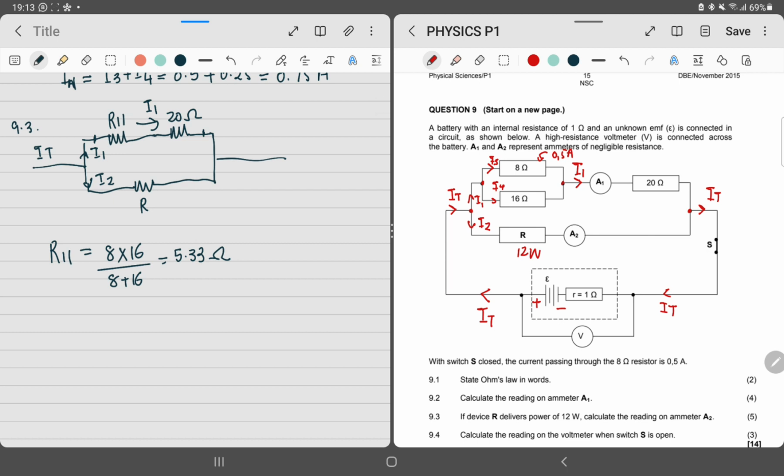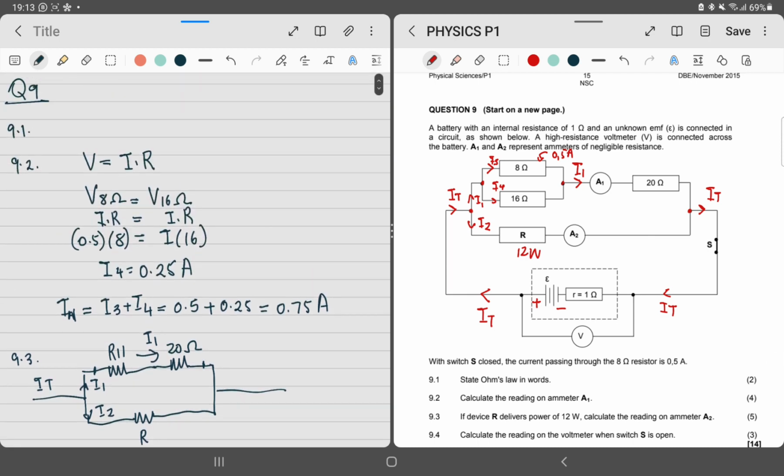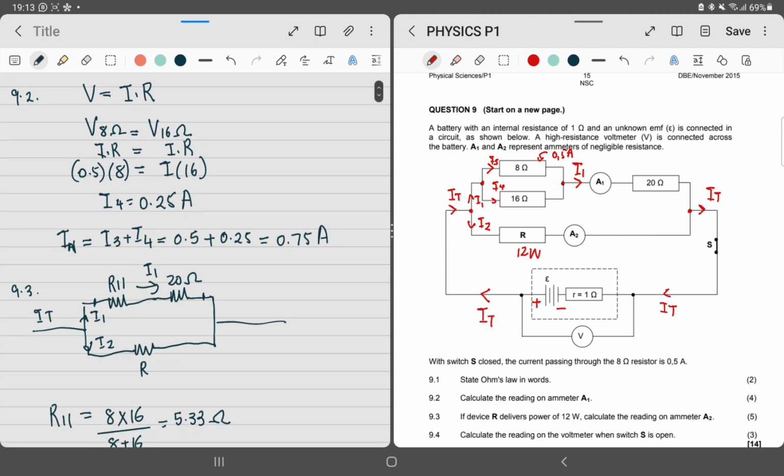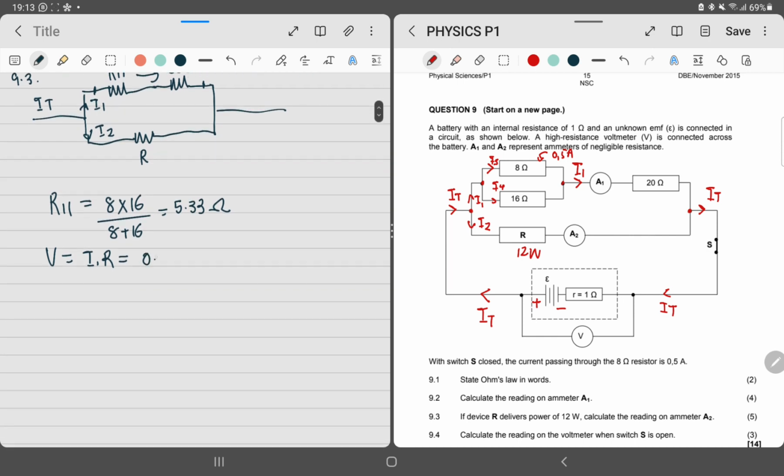Now I can calculate the potential difference. So V is equal to I multiplied by R. We've already calculated I1. It is the current that passes through A1, which is 0.75. And then the resistance is 5.33. So I am getting 3.99, so it's essentially just 4 volts.